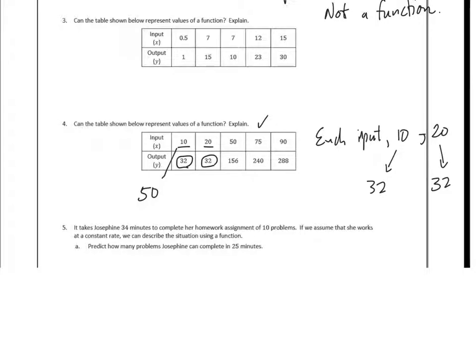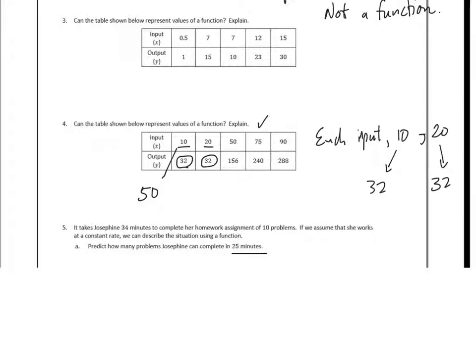Question 5 is a different style of problem. You actually have to create the function rule before you get into the questions. We're looking at Josephine, who can do 10 problems in 34 minutes. If we assume she works at a constant rate, how many problems can she do in 25 minutes?